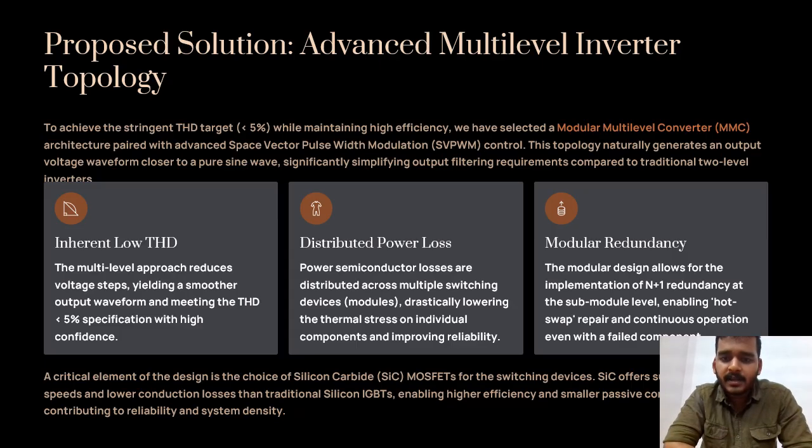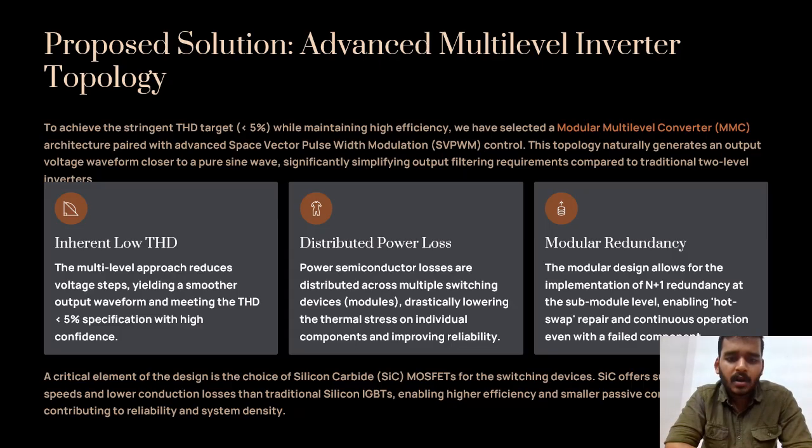We have discussed it already. It gives the vector alpha angle for the conduction period, and the topology naturally generates an output voltage wave closer to the pure sinusoidal wave. It significantly simplifies output filtering requirements compared to traditional two-level inverters. The inherent low THD comes from the multi-level approach, with reduced voltage steps yielding a smoother output waveform, THD of less than 5%.